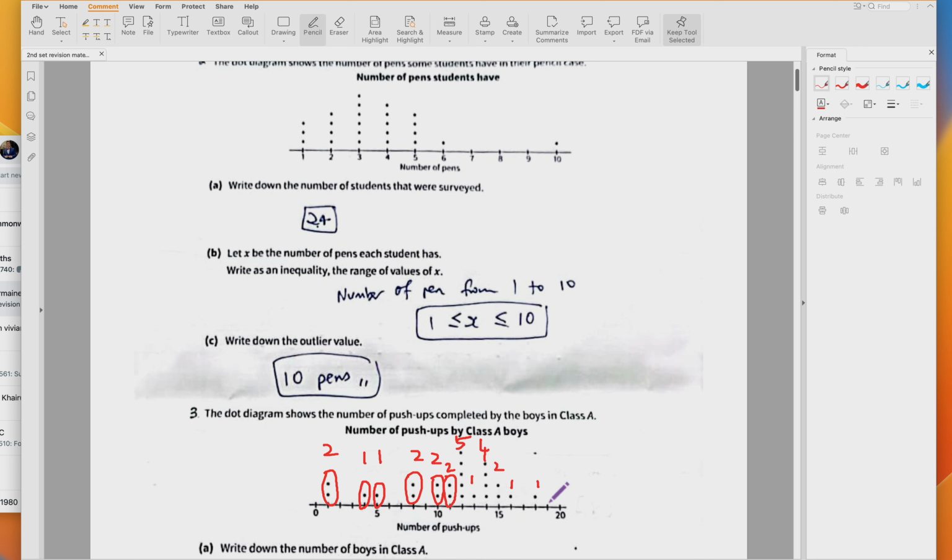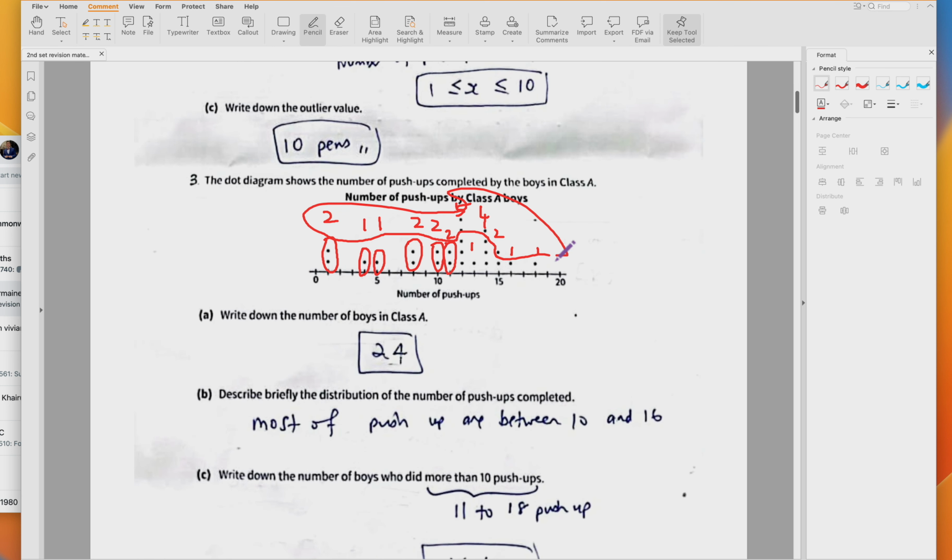And then what you need to do is use your calculator and add up all the numbers that you have written. Understand? Okay, good. That's how you count. So therefore you should get 24.